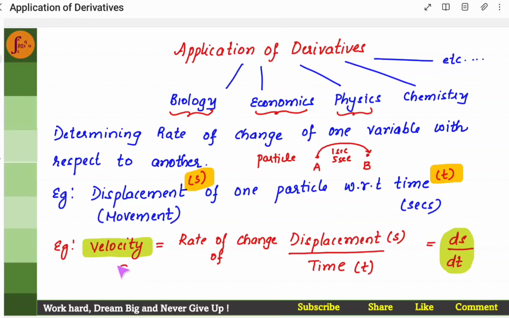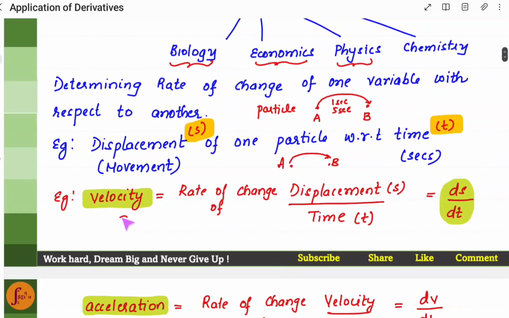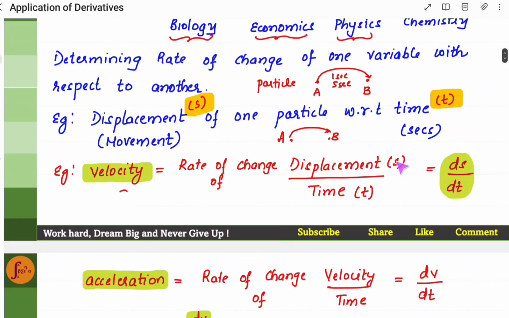For example, velocity is nothing but the rate of change of displacement with respect to time. From one position to another position, the movement is called displacement. So now if you have to figure out the movement from point A to point B in a certain time, then we call it velocity. So displacement, say you denote it as S, right? So what is the rate of change of displacement? It is nothing but ds by dt, with respect to time. So it is ds by dt.